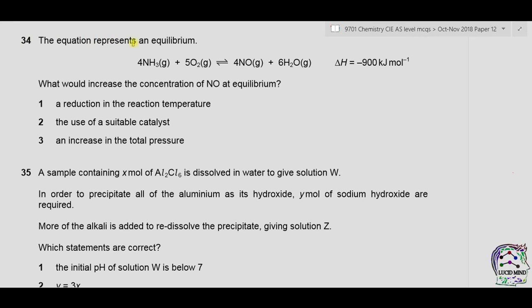Question 34. The equation represents an equilibrium reaction. Ammonia reacts with oxygen to form nitrogen monoxide with water. The enthalpy change is -900, so it means it is exothermic reaction. What would increase the concentration of NO at equilibrium? NO is the product.